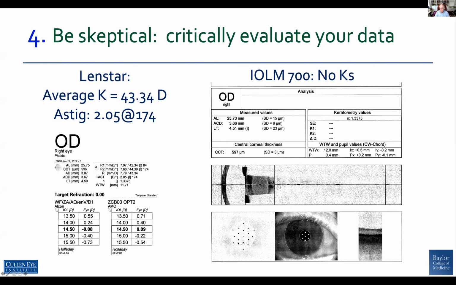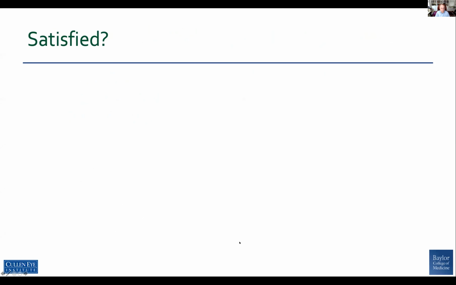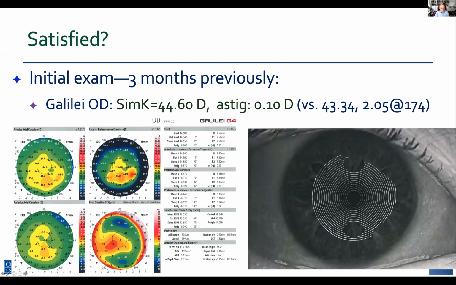Can you see my mouse, by the way? Okay. So this patient had seen me 3 months ago, and here's the Galilei, which is a little unusual. But look at the Myers. Those look very good. And his corneal power here was 44.6 as opposed to 43.34. And his astigmatism on the Galilei was 0.1 instead of 2.